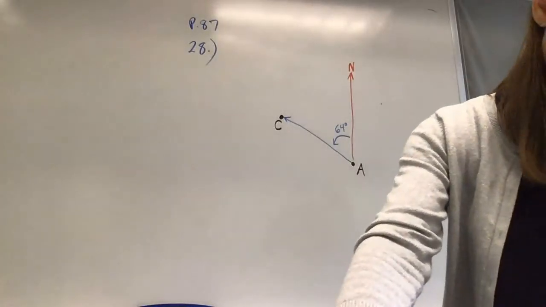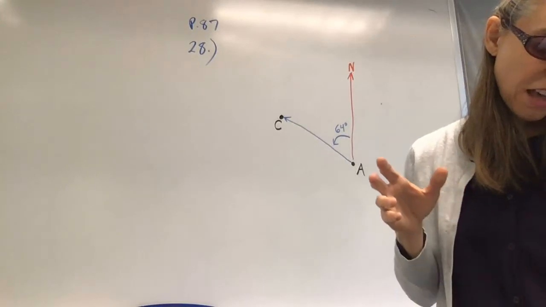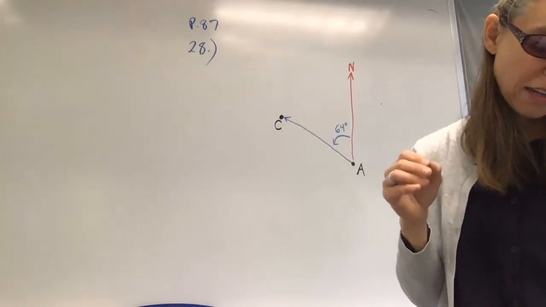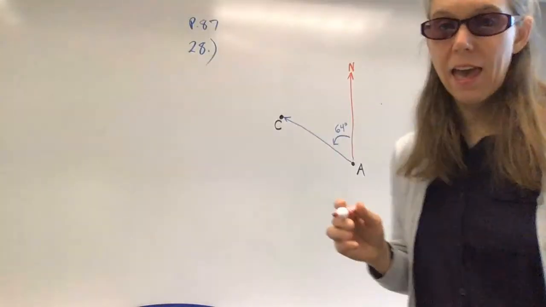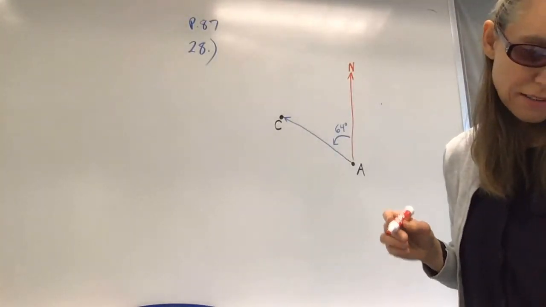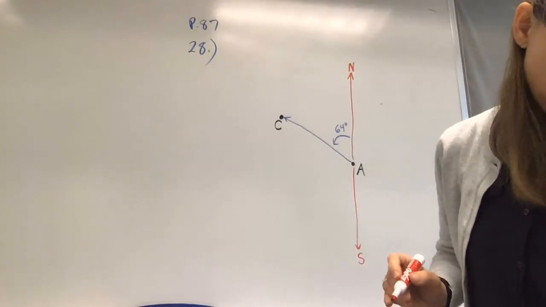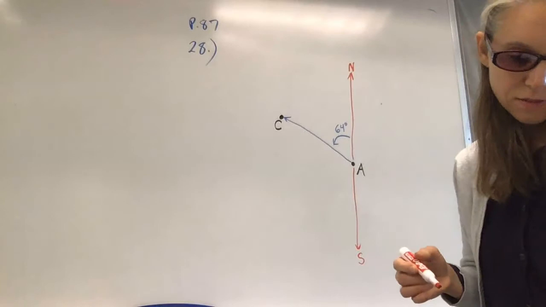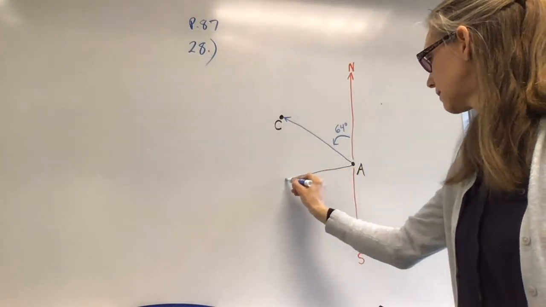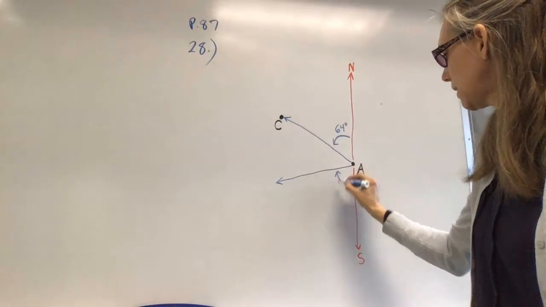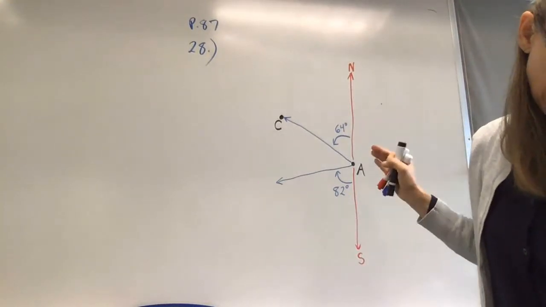Then we continue. The bearing from A to B, oh, this is going to be fun, is 82 degrees west of south. Okay, so now I need to start at A, and I need to draw a south line. And then from that south line, 82 degrees west of south will be almost 90 degrees, so it's going to be like this. So here is 82 degrees west of south, and that would be the bearing from A to B.